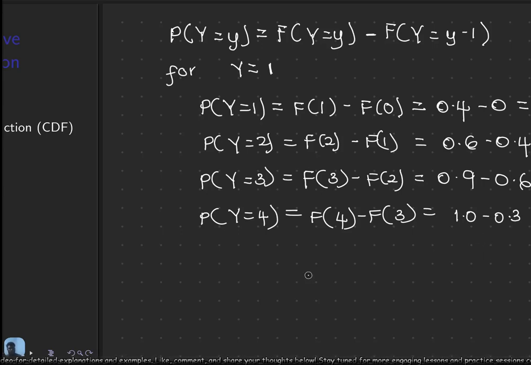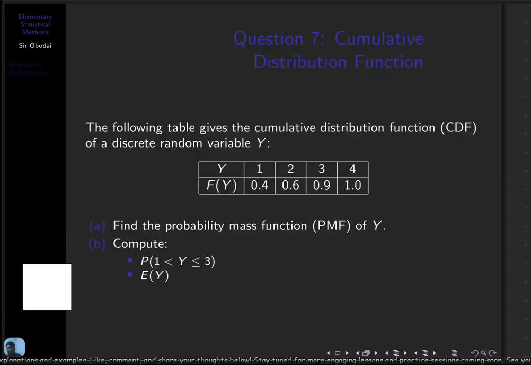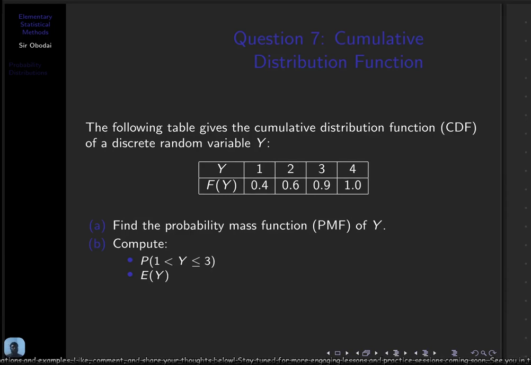So we have gotten all our values. Now let's go back to the question and see what it really asked us to do. It says find the probability mass function, and we know the probability mass function has two ways of writing it. First is the formula, and the other one is the table.